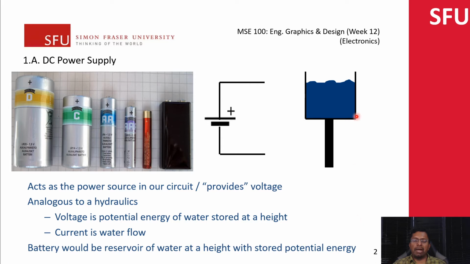So the battery again would be thought of as a reservoir of energy. So this is actually potential energy. That's basically the height of the water that gives it potential energy. In the case of the battery, it's actually some form of chemical energy.